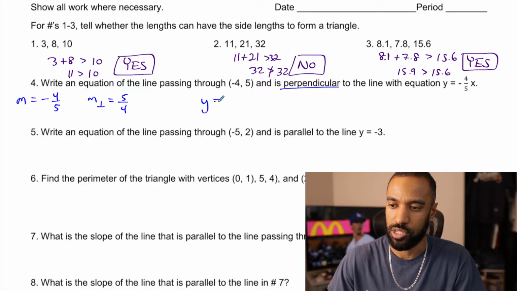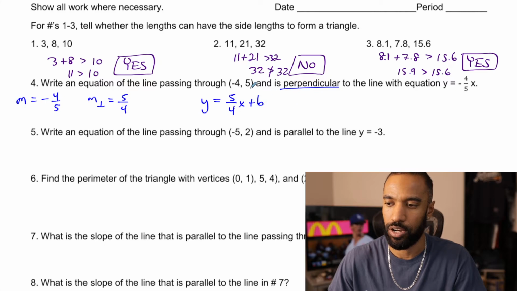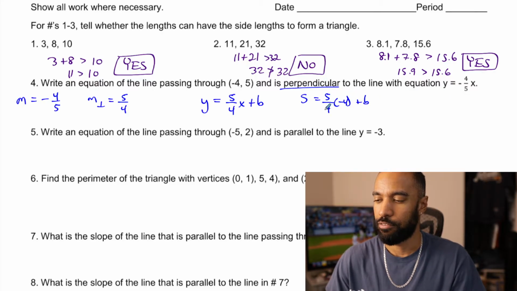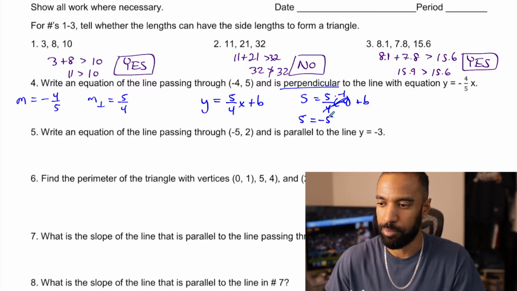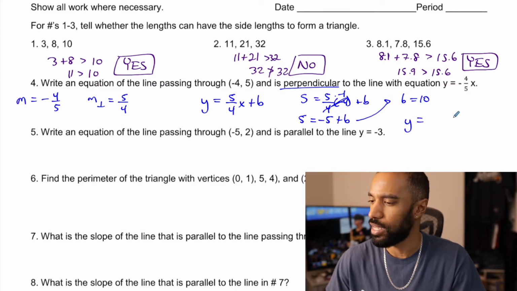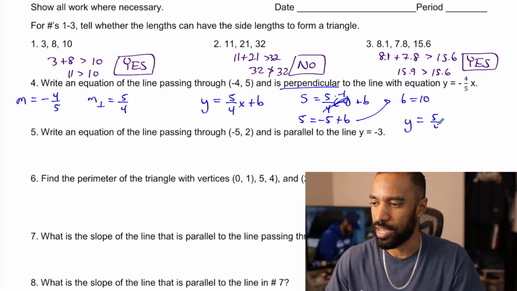So our equation is going to be some y equals 5/4 x plus b. Let's find out what that b is by substituting 5 for y and -4 for x. 5/4 times -4 plus b. -4 times 5/4 is -5. So that's 5 equals -5 plus b. If you add 5 to both sides, you end up getting b equals 10. So this equation will be y equals 5/4 x plus 10 right there.